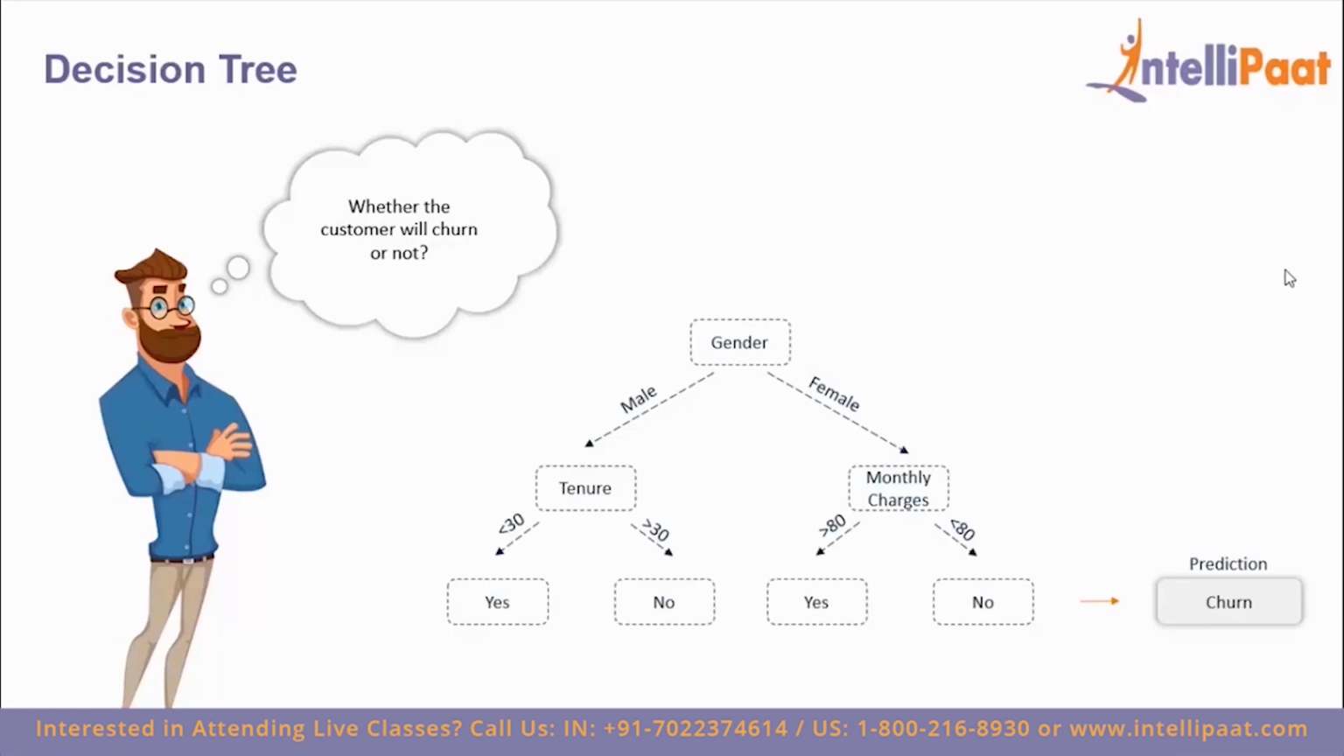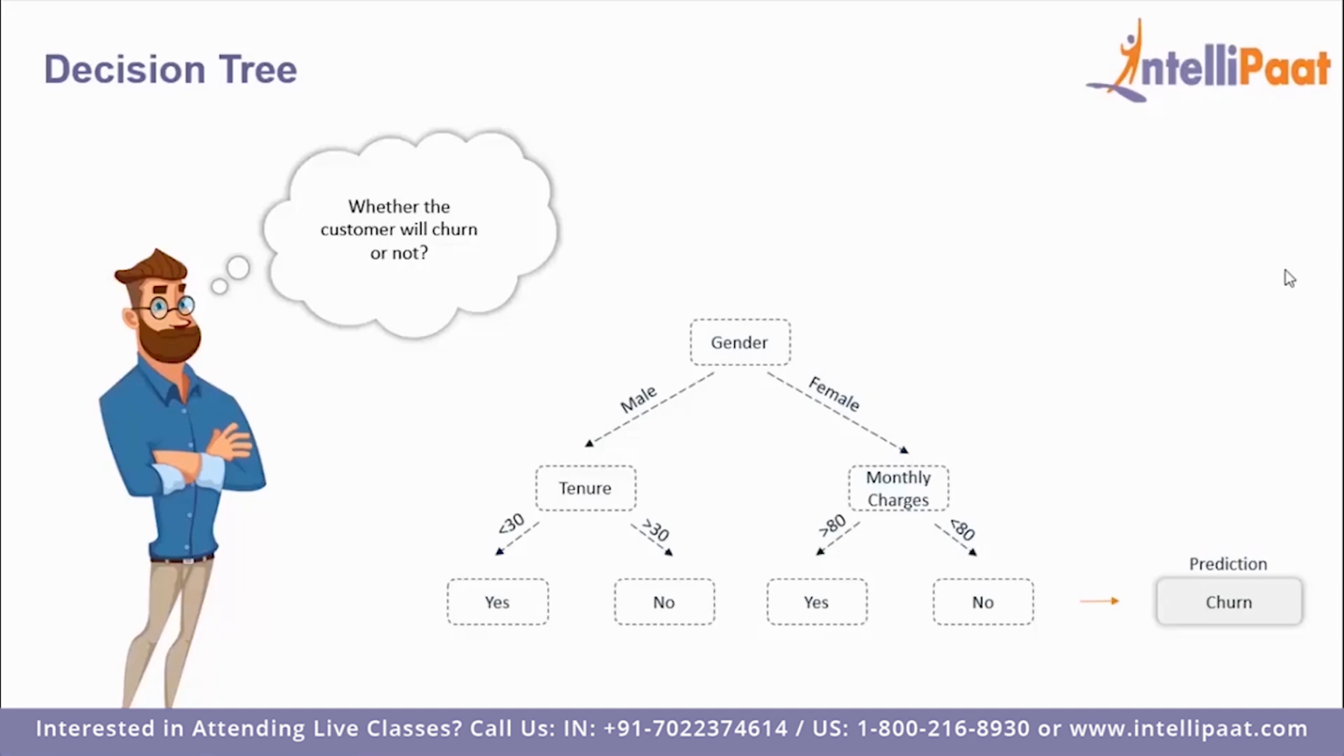So if the customer is male, then we'll further determine the duration of his tenure. On the other hand, if the customer is female, then the next test condition would be on the basis of monthly charges. So let's say the customer is male. Then we'll check his tenure, and if his tenure is less than 30 months, then he will churn out. And again, if his tenure is greater than 30 months, then he'll stick to the same company. And this is the final prediction given by the decision tree.